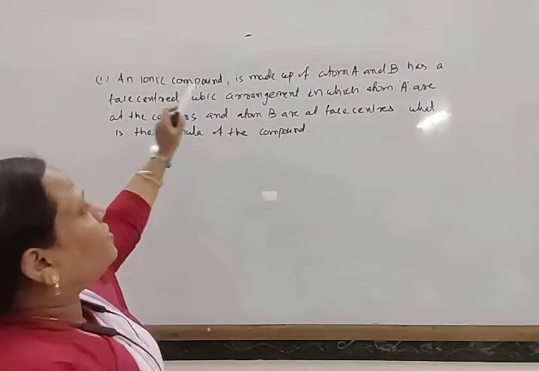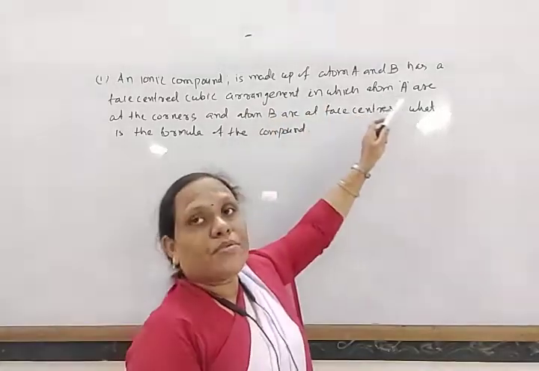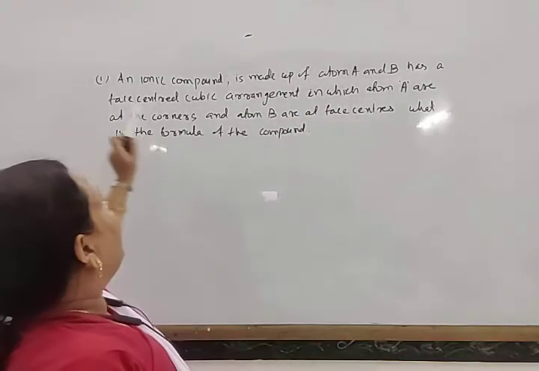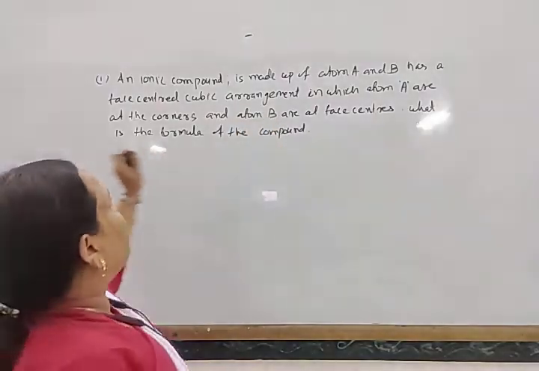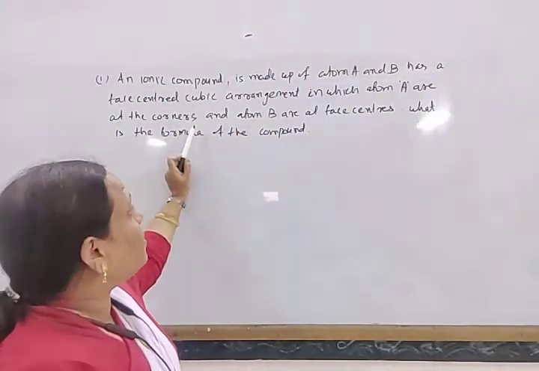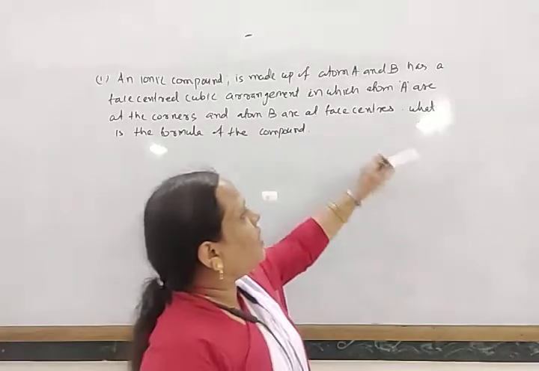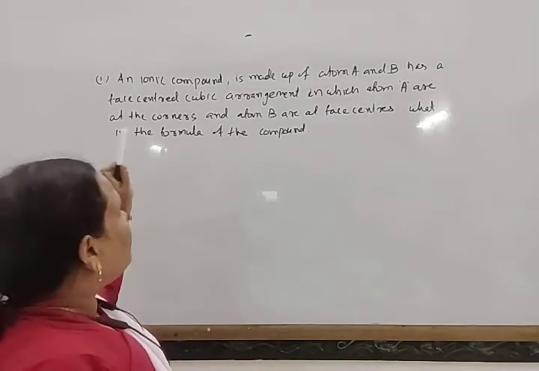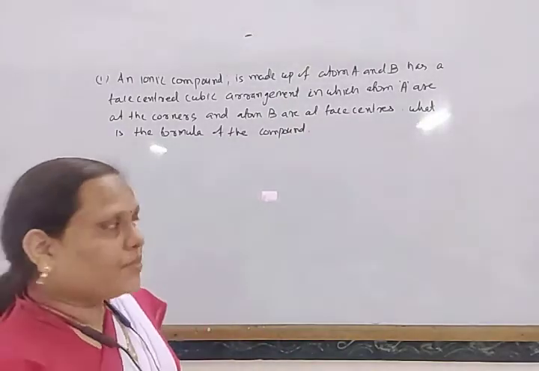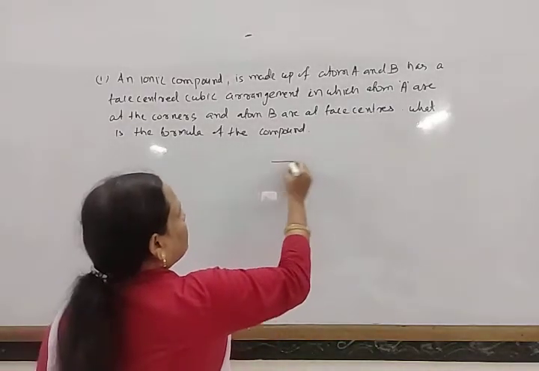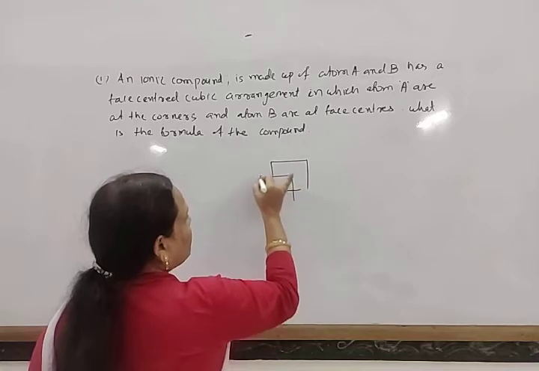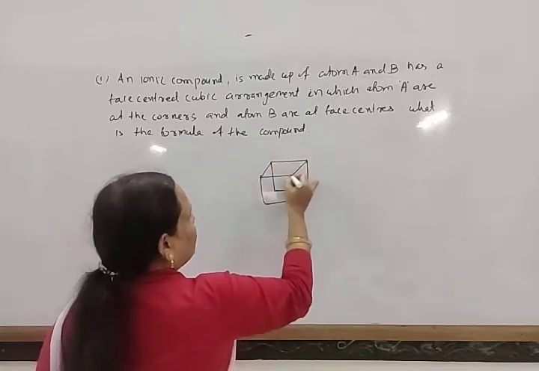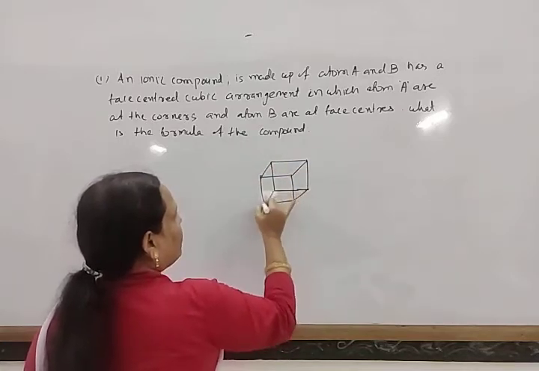An ionic compound is made up of atoms A and B, and has a face-centered cubic arrangement in which atoms A are at the corners and atoms B are at the face centers. What is the formula of the compound? So suppose this is the unit cell, it has a face-centered cubic structure. So atoms A are present at the corners.